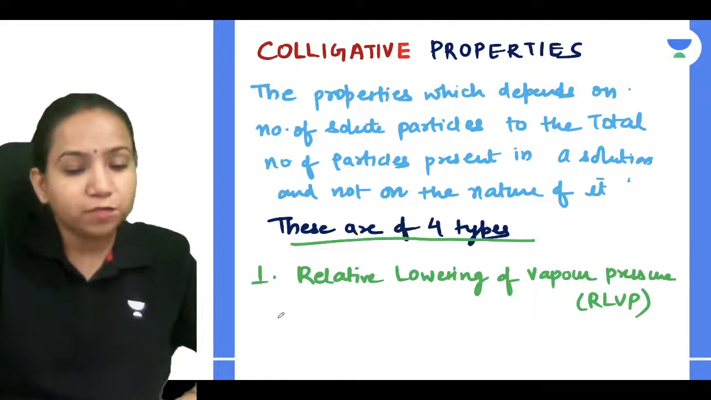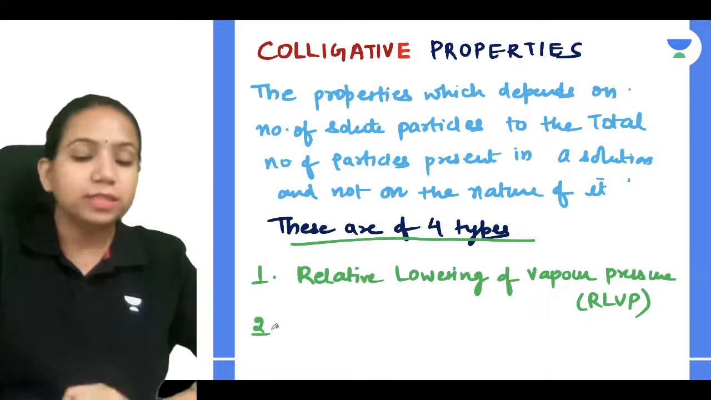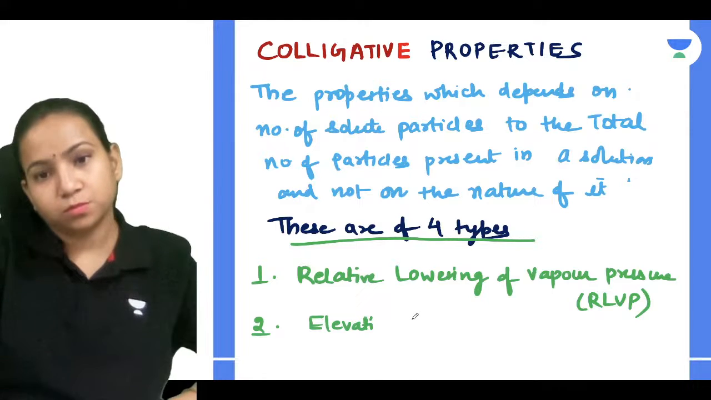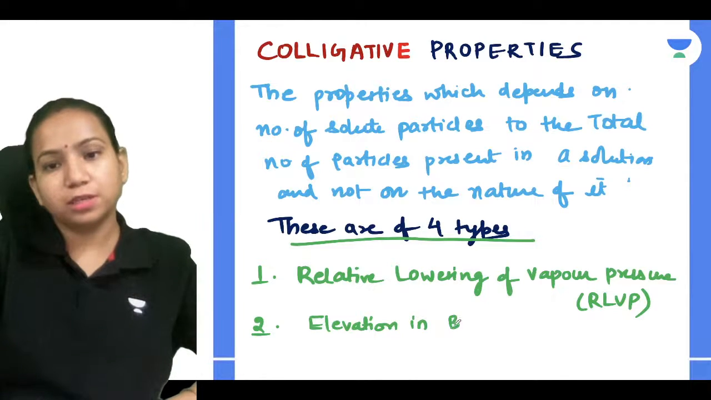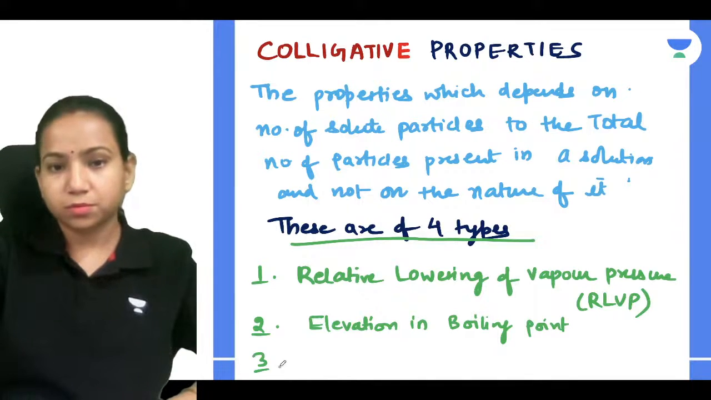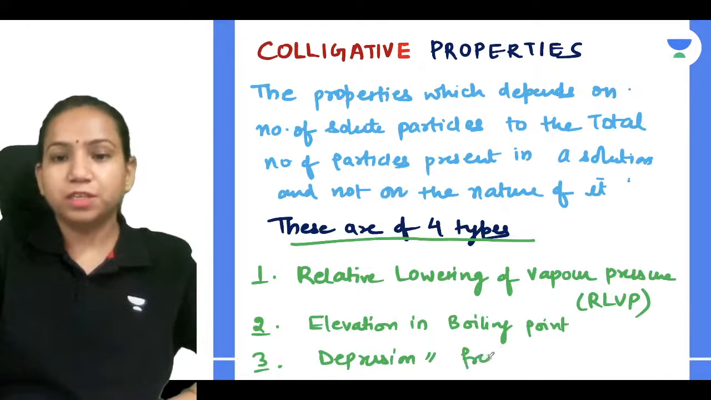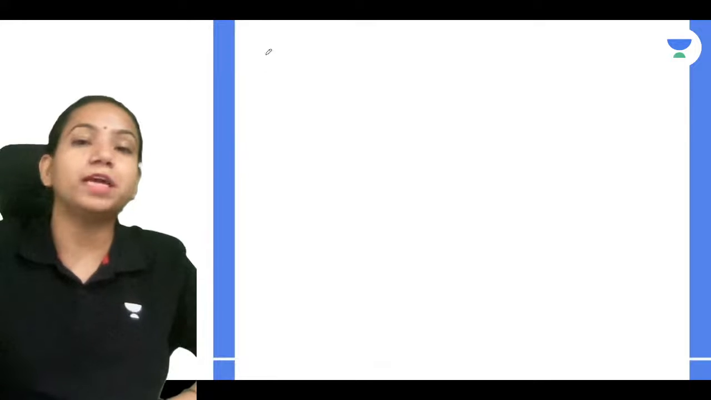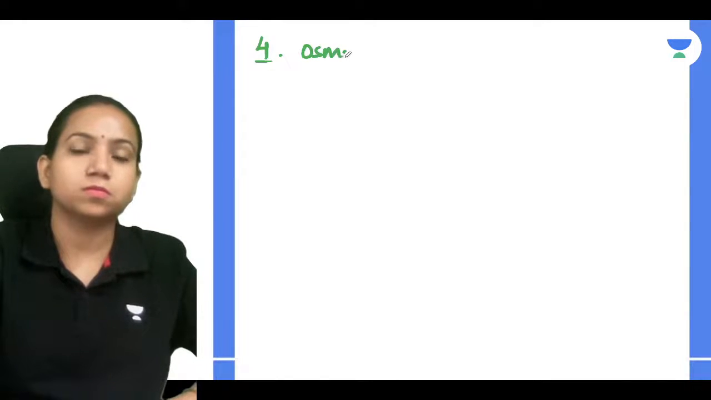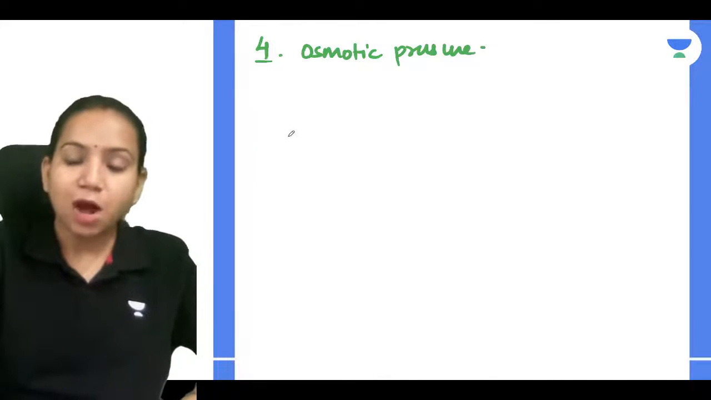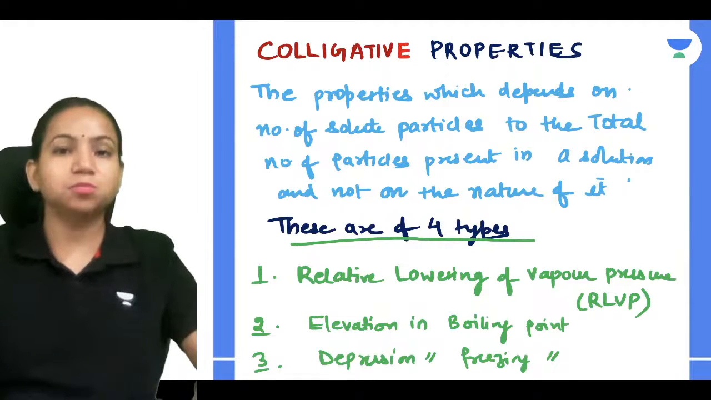So, colligative properties have 4 types. First, relative lowering of vapor pressure. Then the next is elevation in boiling point. Then next is depression in freezing point. And last but not the least is osmotic pressure.